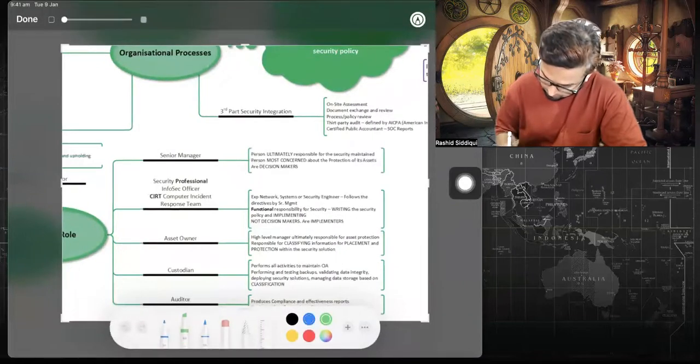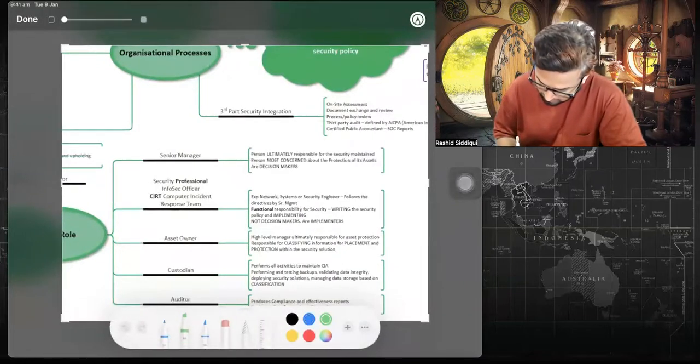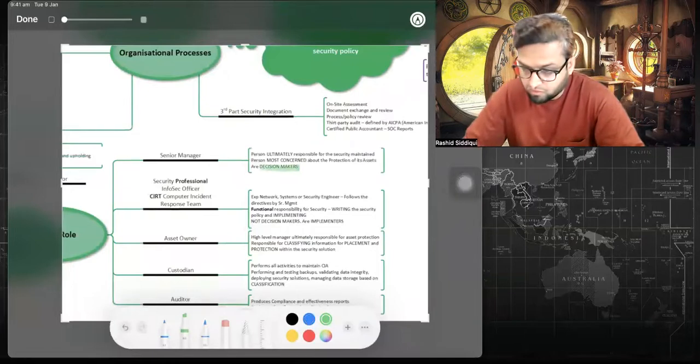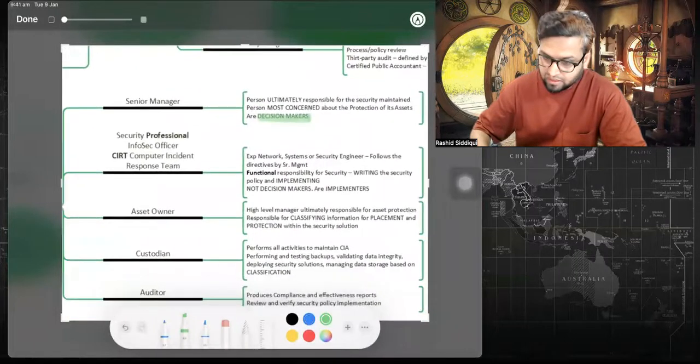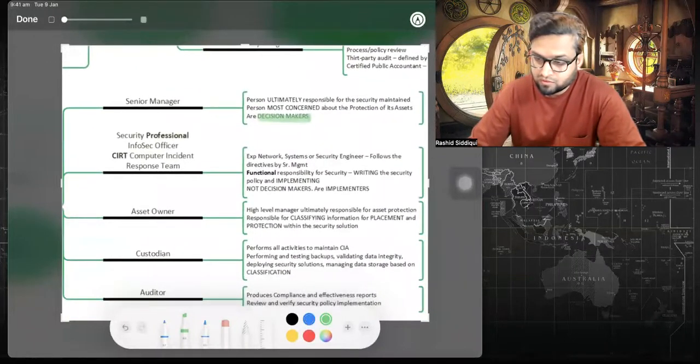So they are the decision makers, which is the point we have to always keep in mind, right? If in any question there is a list of options given, and the question asks who is ultimately responsible, who bears the ultimate responsibility, the answer will most likely be the person who sits at the top of the hierarchy. So if there is a senior manager, he is responsible.